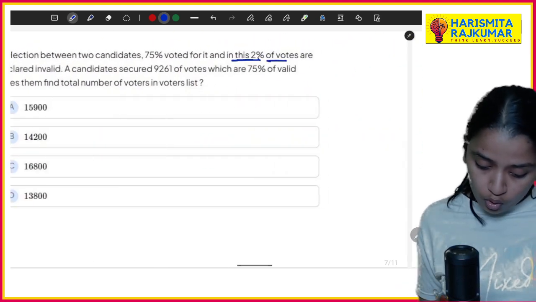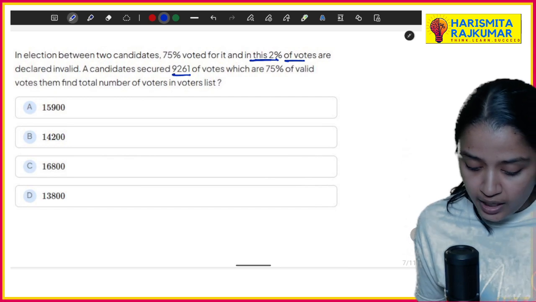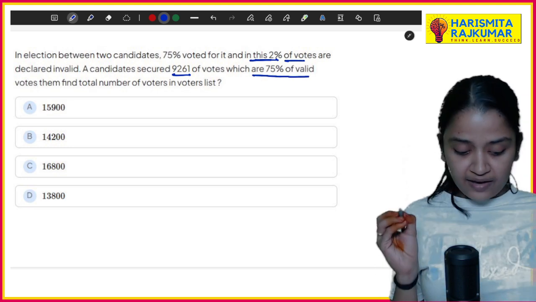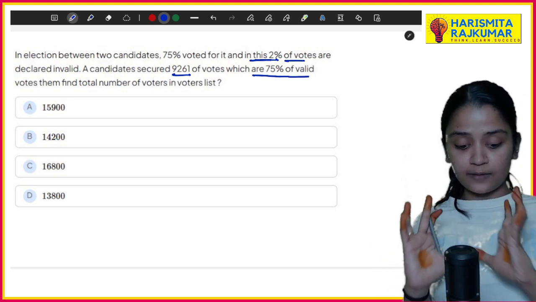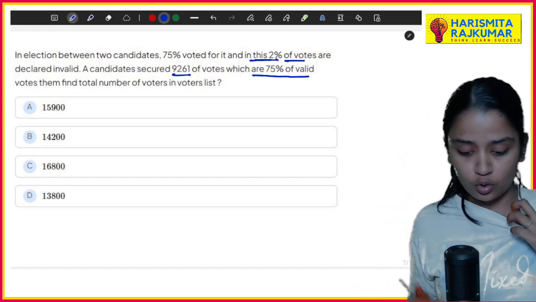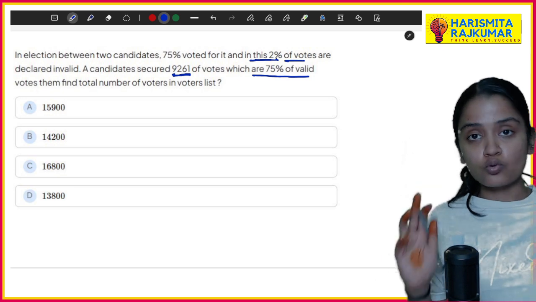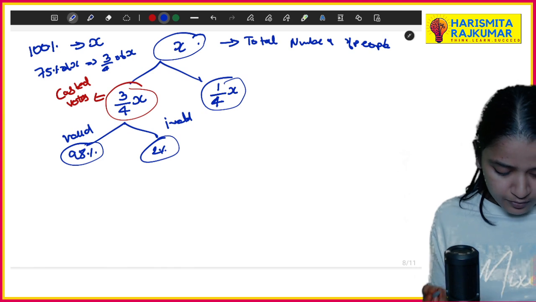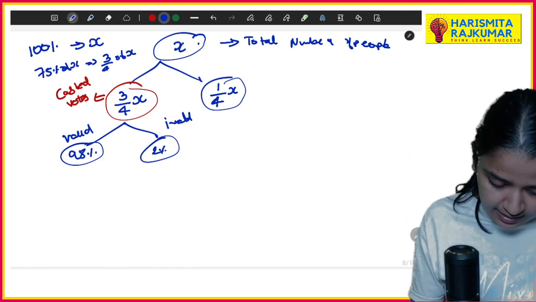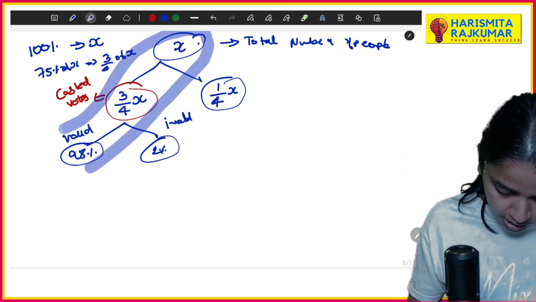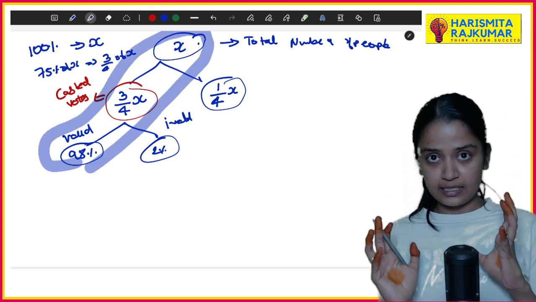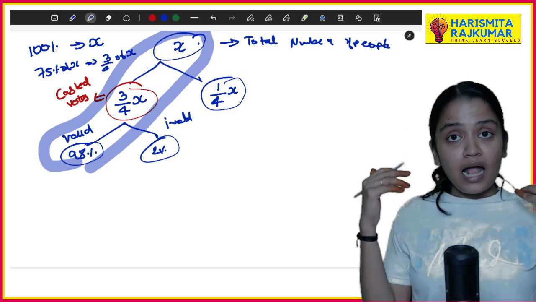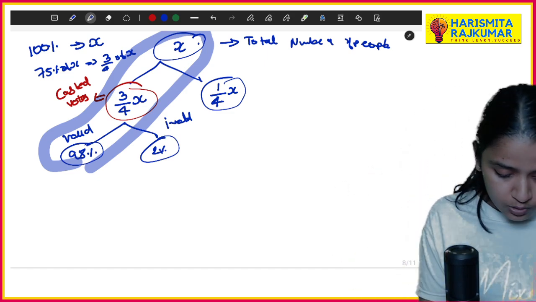Now, the candidate secured 9,261 votes, which are 75%. So they are telling the candidate secured votes is 9,261. So basically, this part is there, no? This is what you have to find. Basically, in the total number of people, those who voted and got 75%. That is what you have to see.